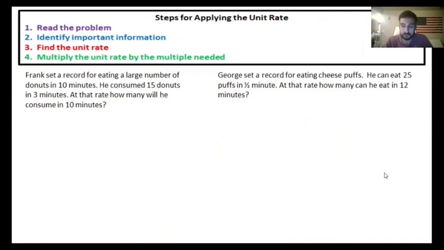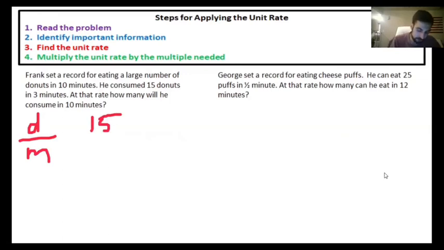All right, so first example. Frank set a record for eating a large number of donuts in 10 minutes. He consumed 15 donuts in 3 minutes. At that rate, how many will he consume in 10 minutes? So we want to know donuts per minute here because that's our order. So I'm going to make a note of that, donuts per minute. In this case, we know he consumed 15 donuts, and he did that in 3 minutes.